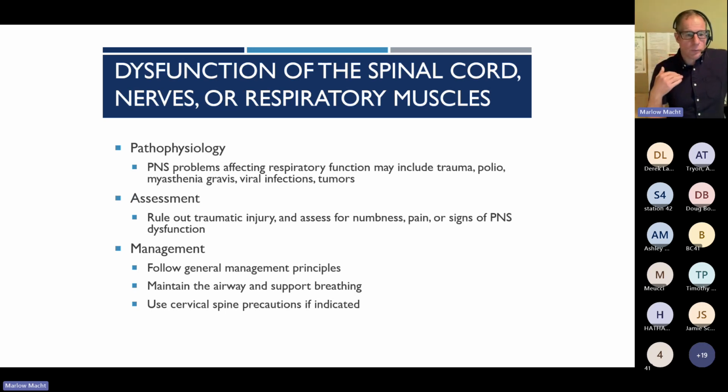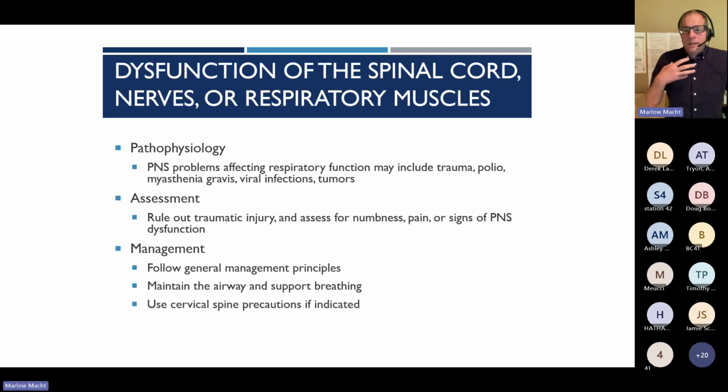There are also patients that we'll see that can have problems of the peripheral nervous system that affect respiratory function. That can be trauma, like a high cervical spine fracture, or patients with post-polio syndrome. Probably the most common thing that we see is myasthenia gravis, along with a handful of rare viral infections. These are patients that respond to providing additional positive pressure if they're not able to generate the negative pressure.